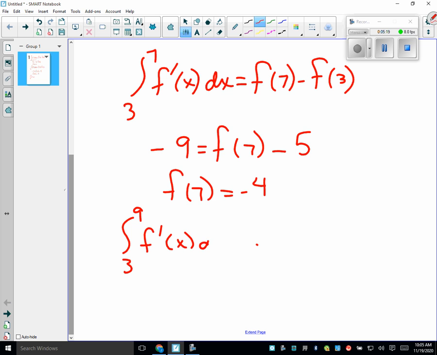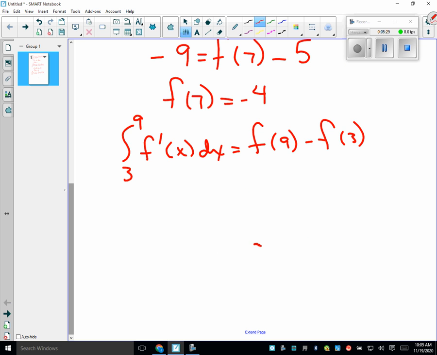My integral is equal to F of 9 minus F of 3, correct? What is the integral from 3 to 9? Negative 7. Negative 7 equals F of 9 minus 5. So what is F of 9? What does that mean? That means in my original function, when x was 9, y was negative 2.